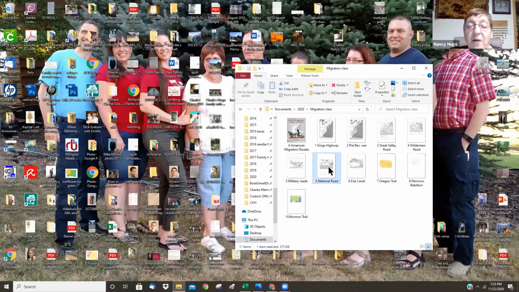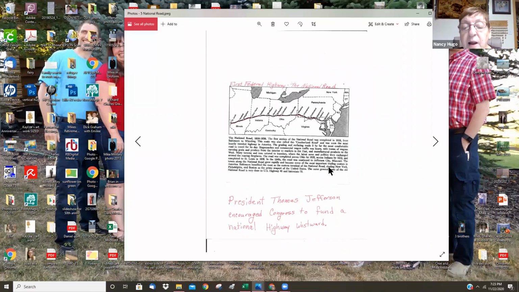Now, about a few years after the Revolutionary War, Thomas Jefferson becomes the third president of the United States. And he has a brilliant idea, and he talks Congress into it. They didn't quite follow through the way that the original plan was, but what they did was marvelous. They started in Baltimore, Maryland, and they built a road that went westward. And they called this the National Road, and it was the first federal highway.